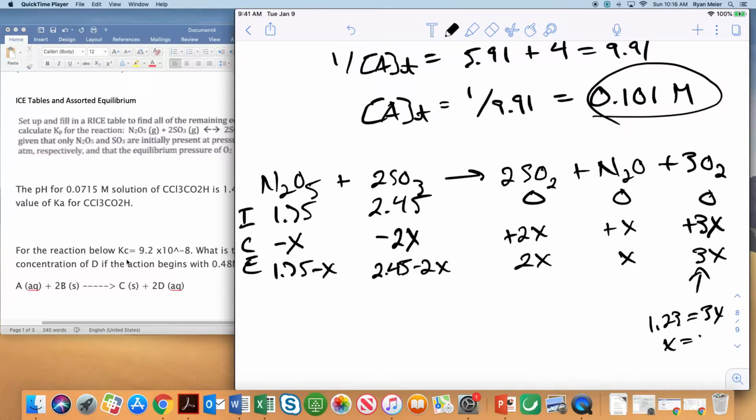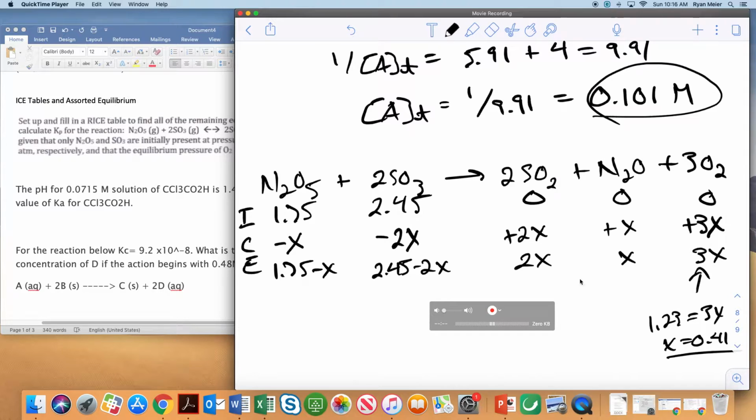That means x equals 0.41. So I basically solved for my x without having to do a whole lot of work because they gave me one of the equilibrium pressures. And on top of that, since I now know x, I can figure out all the rest of these values.